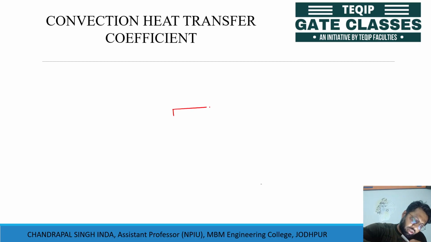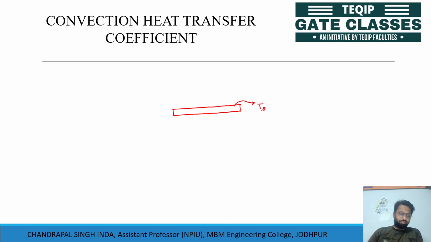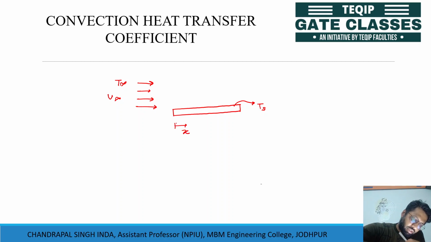Let's consider a flat plate maintained at a temperature Ts and a fluid stream with velocity u infinity and temperature T infinity approaching the flat plate. This is the x direction and this is the y direction. The direction of y is the direction of the heat transfer and x is the direction of the fluid flow. So a boundary layer forms as the fluid strikes the flat plate.